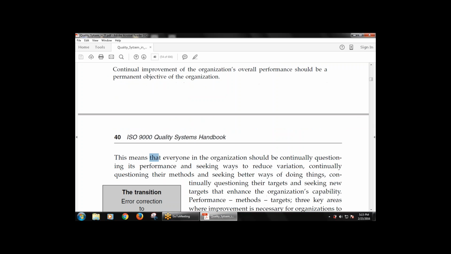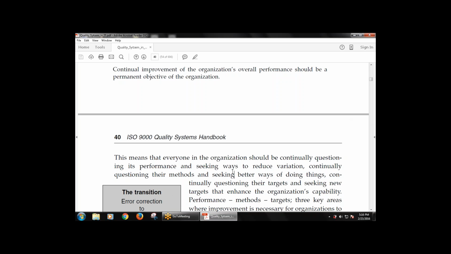This means that everyone in the organization should be continually questioning its performance and seeking ways to reduce the variation. That is how the data will be used and continually retrieved. If there is any variation, how do we reduce it, and how do we seek better performance? Continually questioning their methods and seeking better ways of doing things.